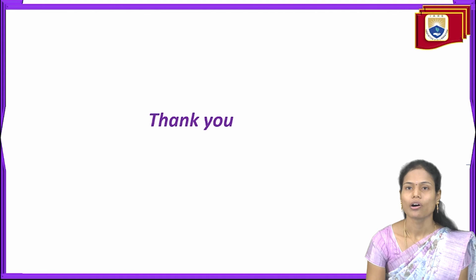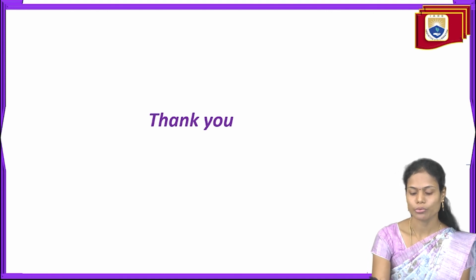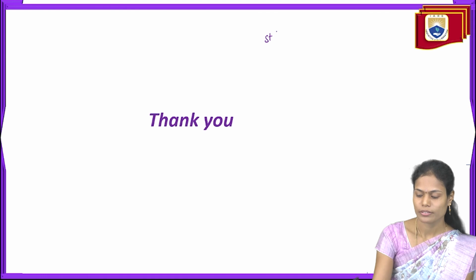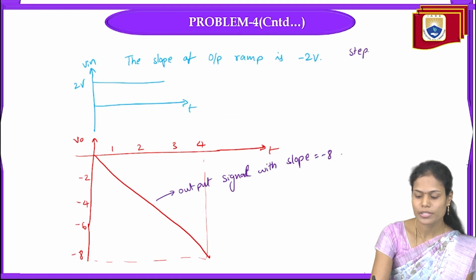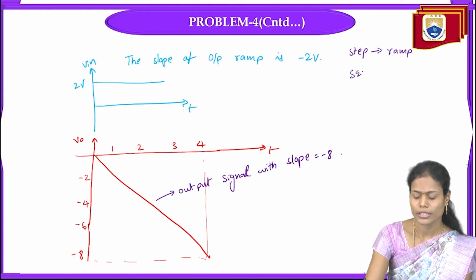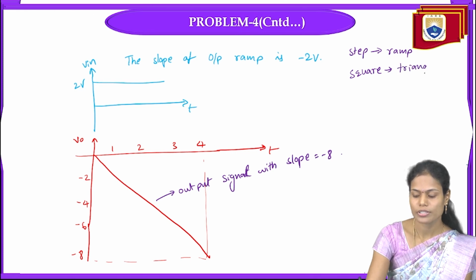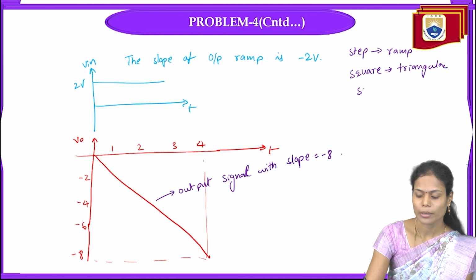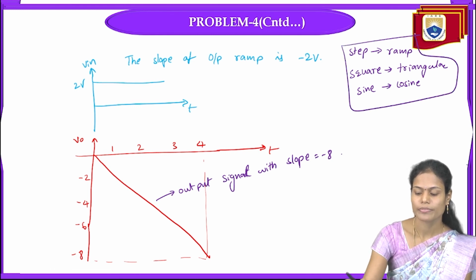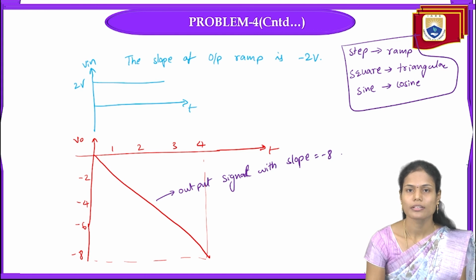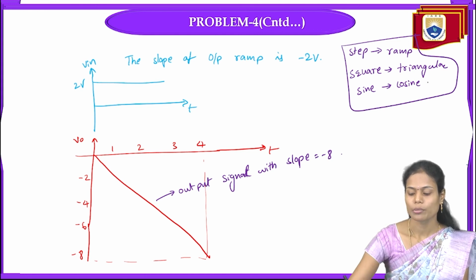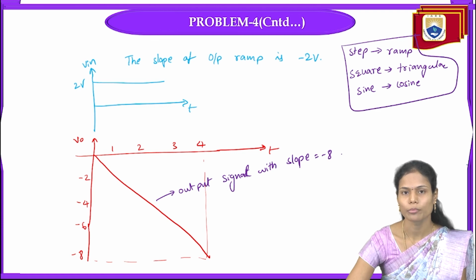Here we have already seen that in the integrator circuit, whenever we apply the step signal, we will get the output as the ramp signal, and whenever we apply the square wave as the input, we will get the output as the triangular wave signal. Whenever we apply the input as the sinusoidal signal, we will get the output as the cosinusoidal signal in the case of integrator circuit. So in this way, in the case of integrator circuit, we are able to find the integration of any input wave.